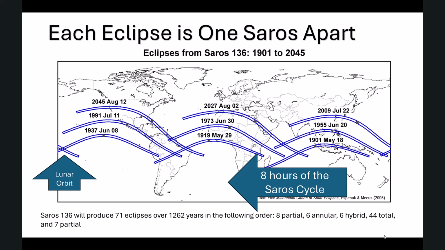And this sequence of this particular Saros, labeled number 136, started in 1901, that we're looking at, and will end in 2045. So this is kind of the central meat of this particular eclipse pattern. And you can see that every one of these has a very similar looking pattern.